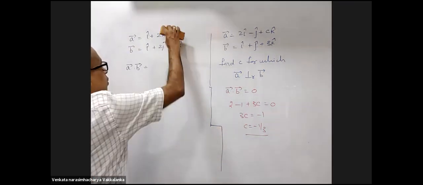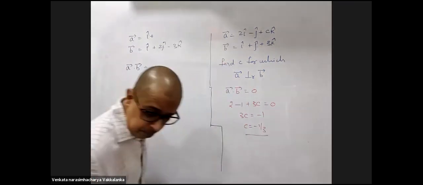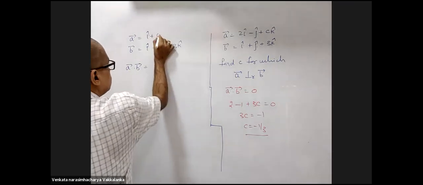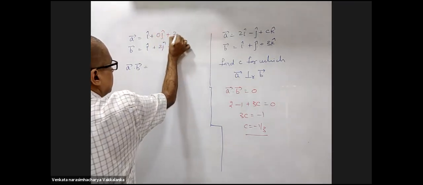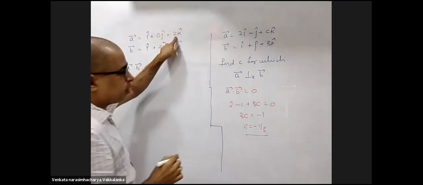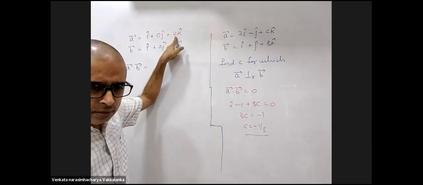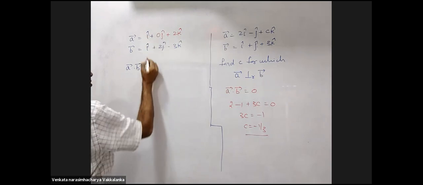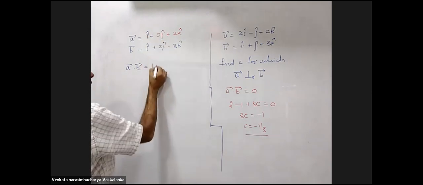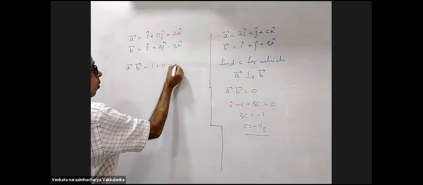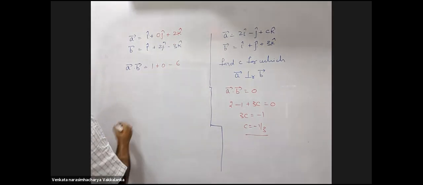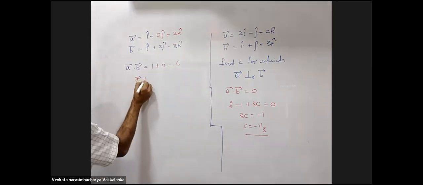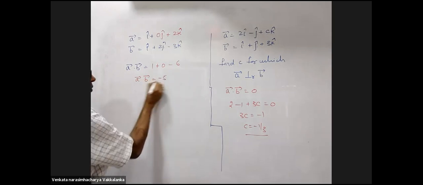0 J cap. Make the changes here. It is 0 J cap plus 2k cap. Did I take 2k cap? Yes, sir. So now the coefficients of I will multiply: 1, 0, minus 6. A dot B is equal to -5.